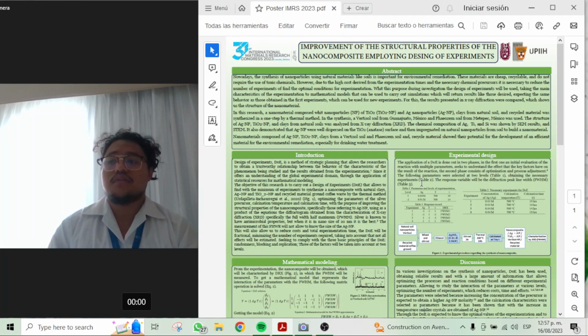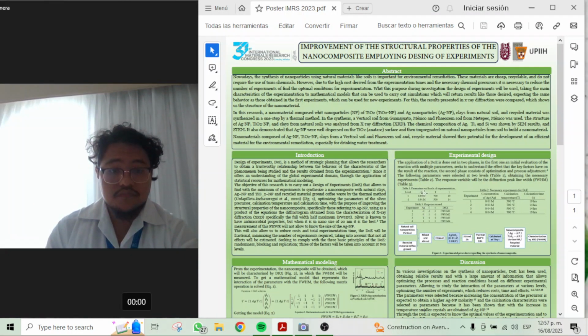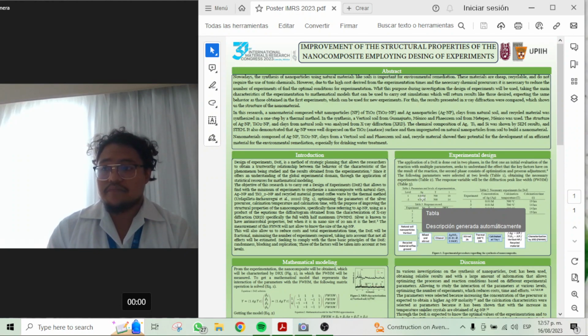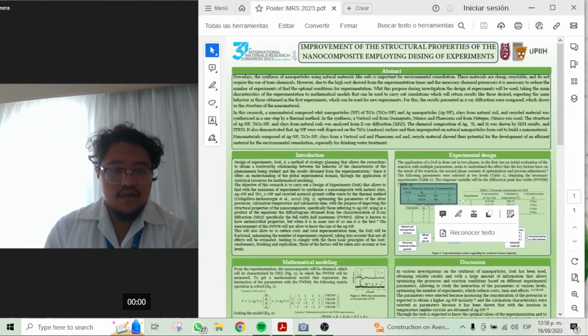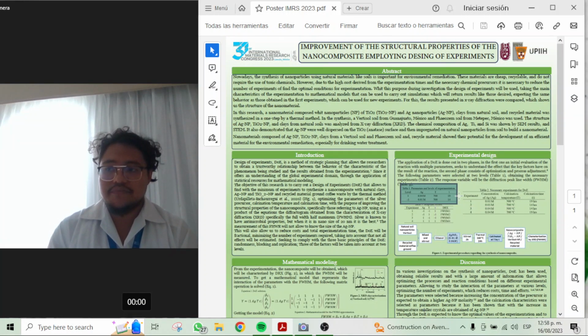We focus on the silver nanoparticles because this element has antimicrobial properties, and we select the precursor concentration, the temperature of calcination and the time of calcination for the initial evaluation design.